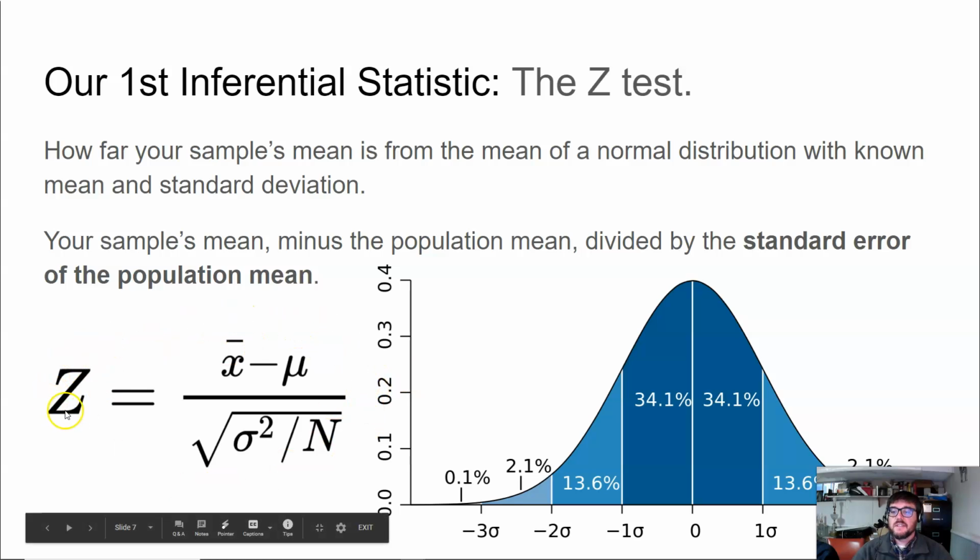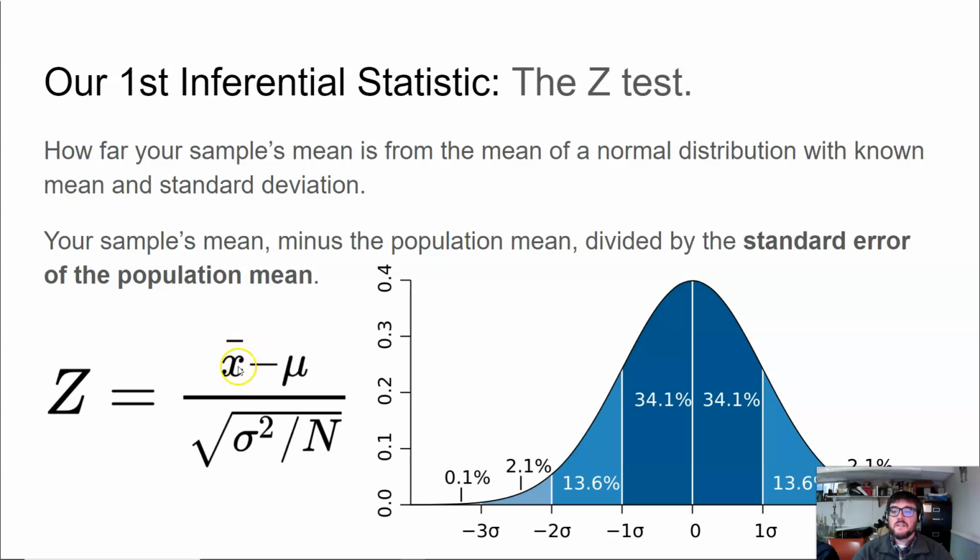So the z statistic. This here, this x with a bar over it, is called x bar. That is the symbol for a sample mean. And mu, the lowercase Greek m, that is the symbol for the population mean. You'll see this oftentimes, that the sample statistic is a Latin letter and the population parameter is a Greek letter.